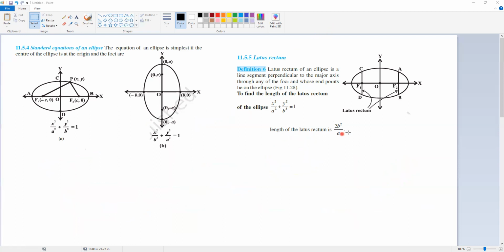Then we have seen the length of the latus rectum is 2b square by a. The relation between a, b, and c is a square is equal to b square plus c square. So all those things we have seen.